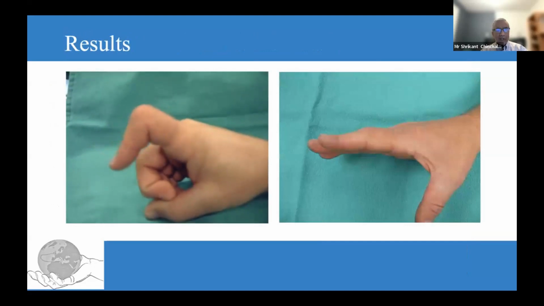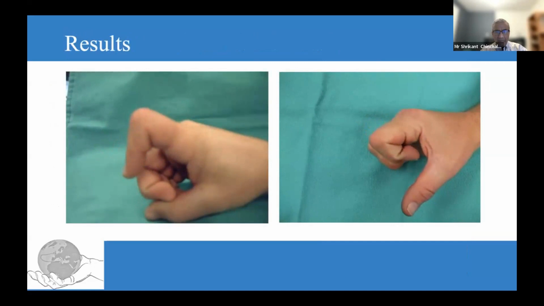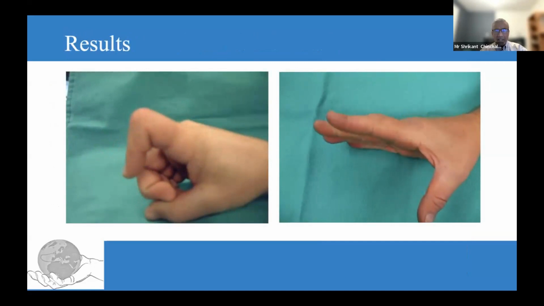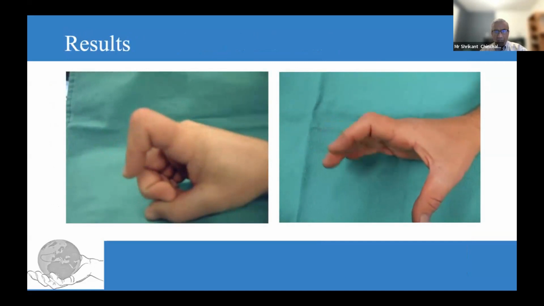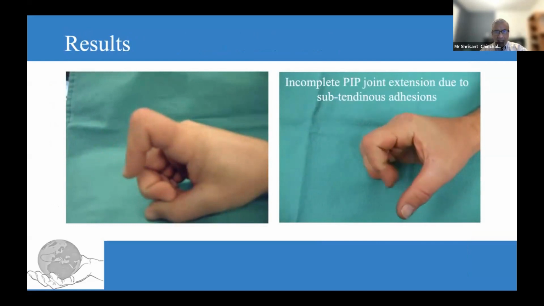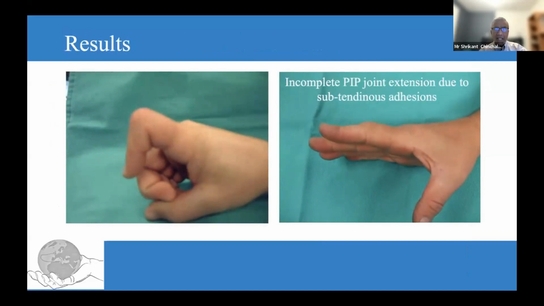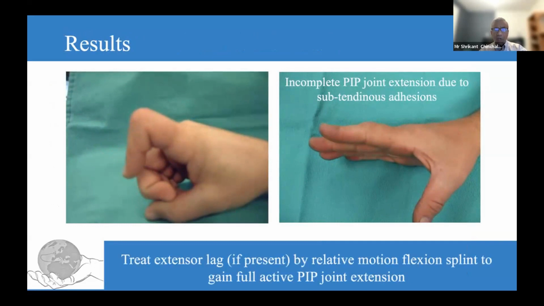So results with these acute managements are excellent. You can see that the person has great extension of the PIP joint. However, in this situation, the patient demonstrates that he has incomplete PIP joint extension, and that is mainly due to the subtendinous adhesions between the central slip and the dorsal joint capsule. So this definitely, if we ignore this at this point, the patient will end up going into a Boutonniere posture again, despite central slip healing.